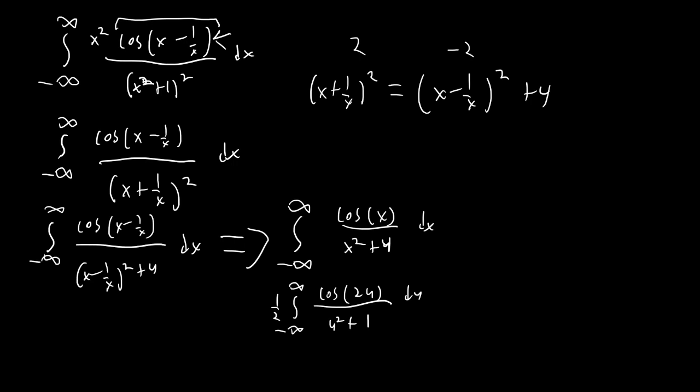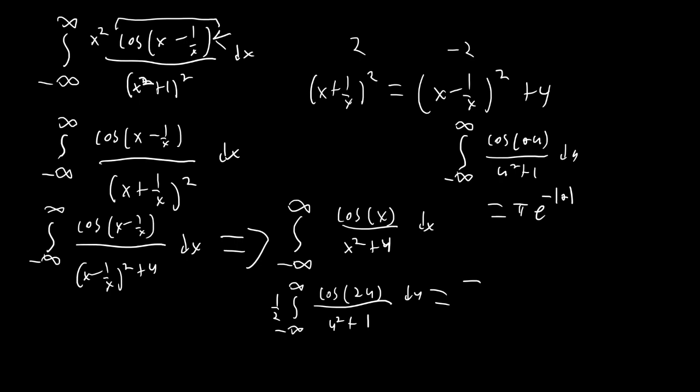The formula in question, which can be obtained using contour integration, is the integral from negative infinity to infinity of cosine of au over u squared plus 1 du is equal to pi times e to the negative absolute value of a. In this case, our value of a is 2. So overall, our integral is going to be equal to pi over 2 e squared. So overall, yeah, that's the answer to that question.